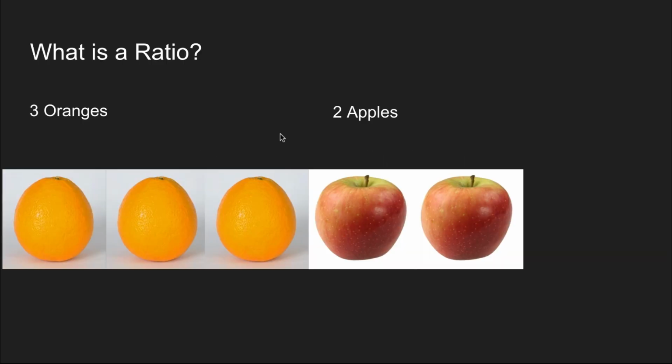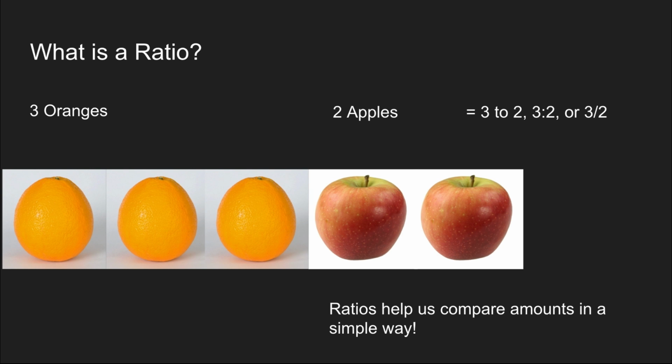So, what is a ratio? Now, a ratio is a way to compare two things. So, if I have three oranges and two apples, the ratio of oranges to apples is 3 to 2, 3:2, or 3 halves, right? And all these mean the same thing. So, ratios basically help us compare amounts in a simple way.